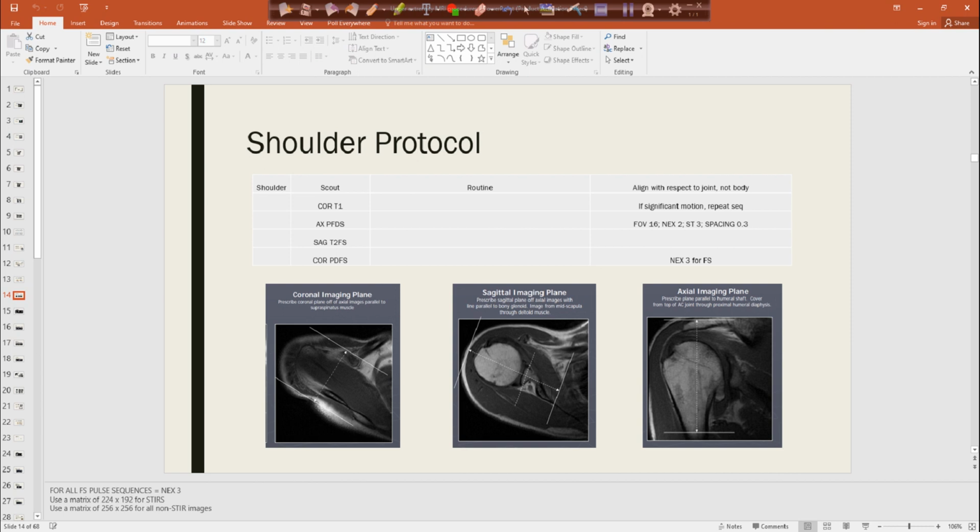Look here, you increase your NEX for fat sat. So this is why these things typically take a little bit longer than you think. Your slice thickness is 3. Your NEX might be 3. Your spacing is only 0.3. So you have very thin slices for good resolution, and then you bump up your NEX to also bump up your signal.